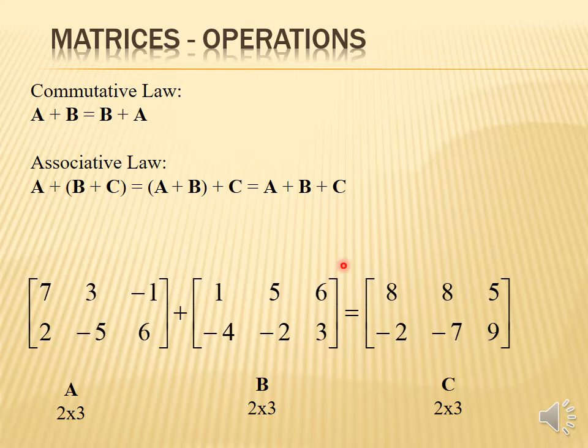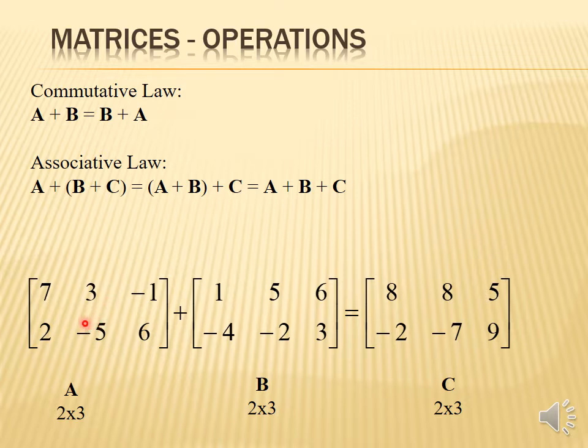Student, today we discuss the matrix operation. Matrix operation number one is the commutative law. What is the commutative law? A plus B equals B plus A. Similarly, the associative law. What is the associative law? A plus (B plus C) equals (A plus B) plus C. Then, student, how to add two matrices?